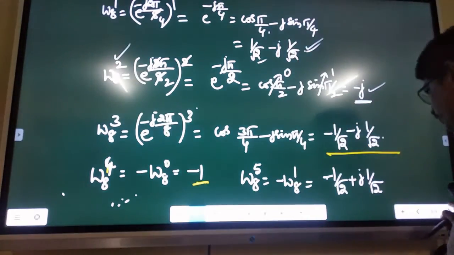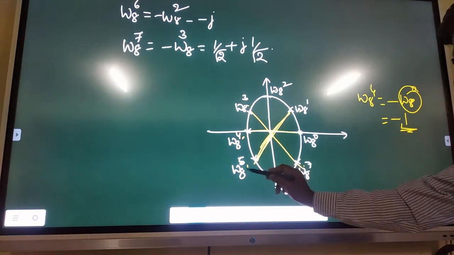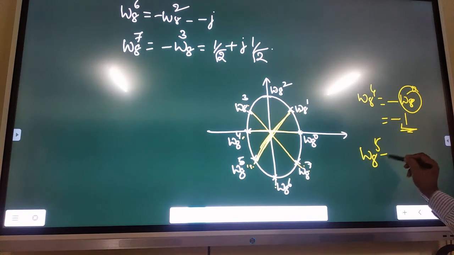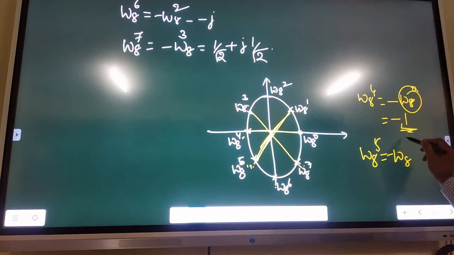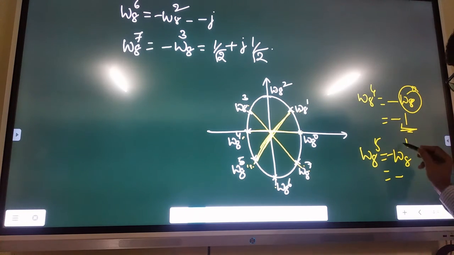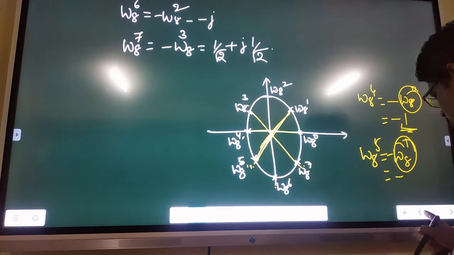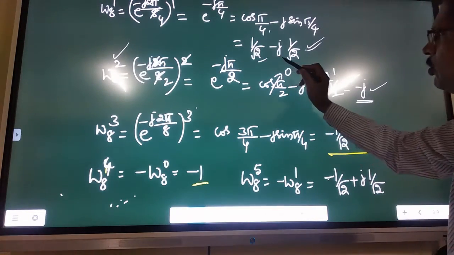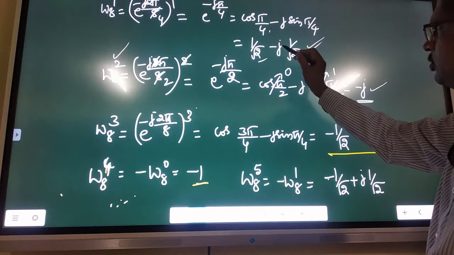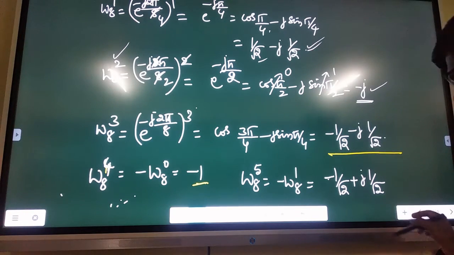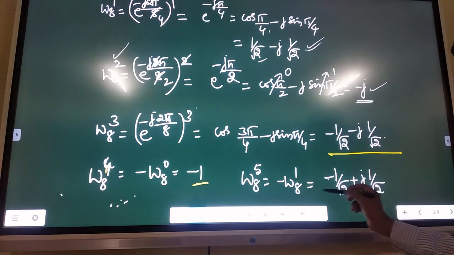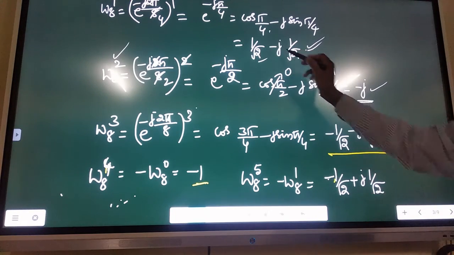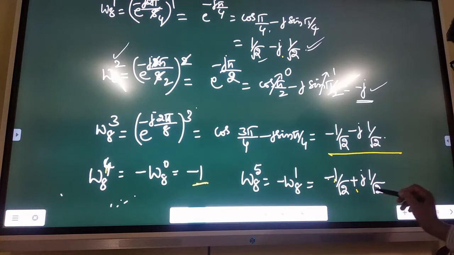Similarly, omega 8 power 5. See this, omega 8 power 5 is opposite of, equal to minus omega 8 power 1. What is minus omega 8 power 1? Omega 8 power 1 I already know. Minus of 1 by root 2, just add the minus sign. Minus into minus plus j 1 by root 2. That's what this is. Omega 8 power 5 is minus of omega 8 power 1, that is minus 1 by root 2, minus into minus plus j 1 by root 2.